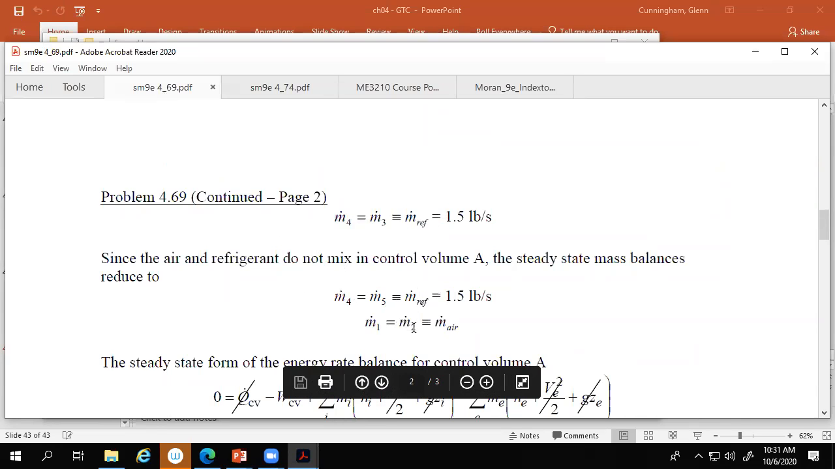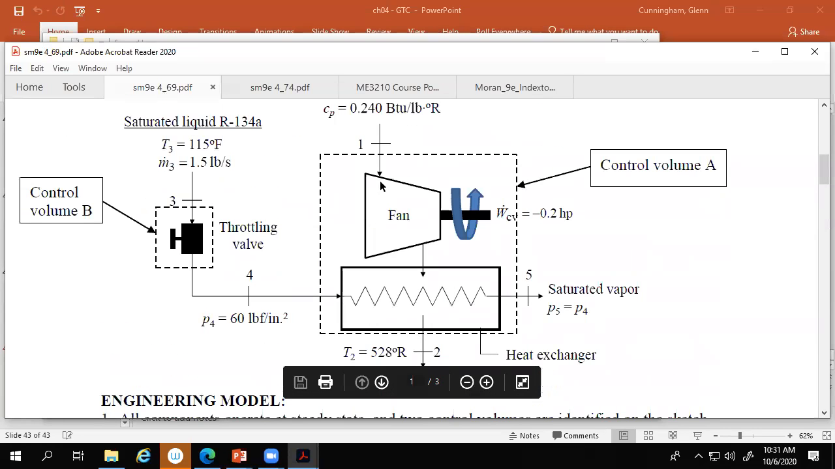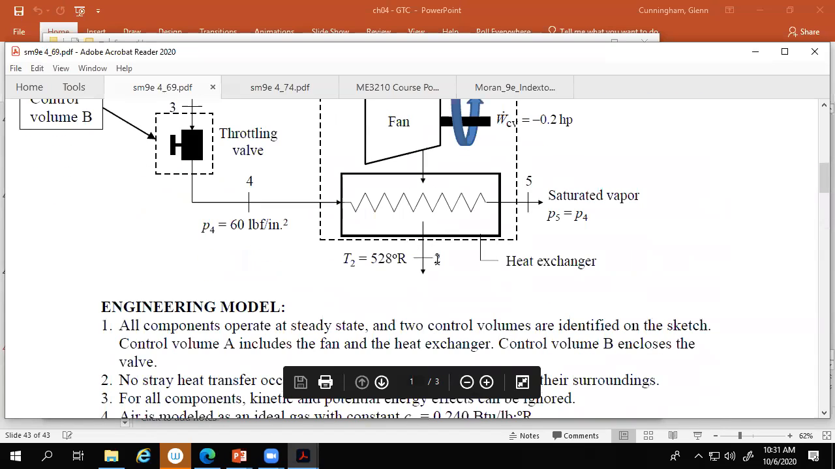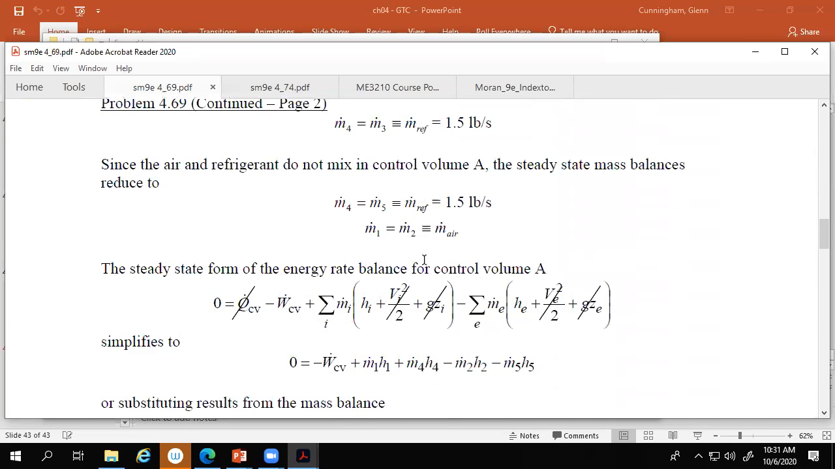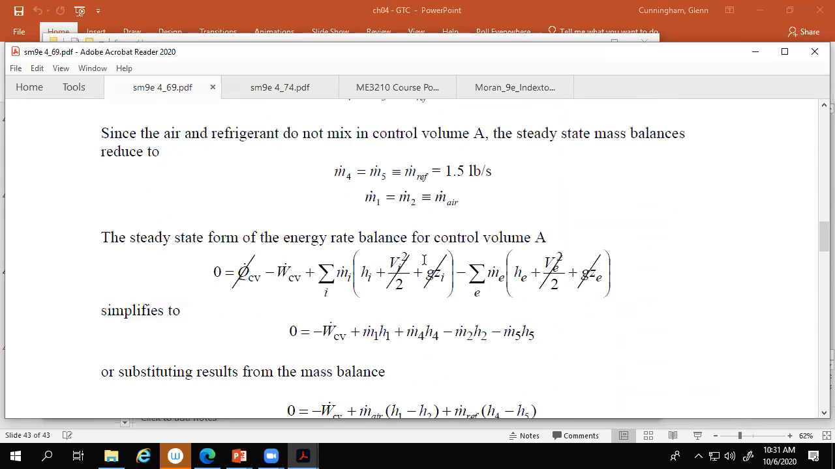And then m dot 1 and m dot 2 are just the air. Air comes in here, goes out there. Same mass, different volume. Now the volumes will change, because that air gets colder, it's going to shrink up a little bit in terms of volume flow. Okay, just being clear on that.